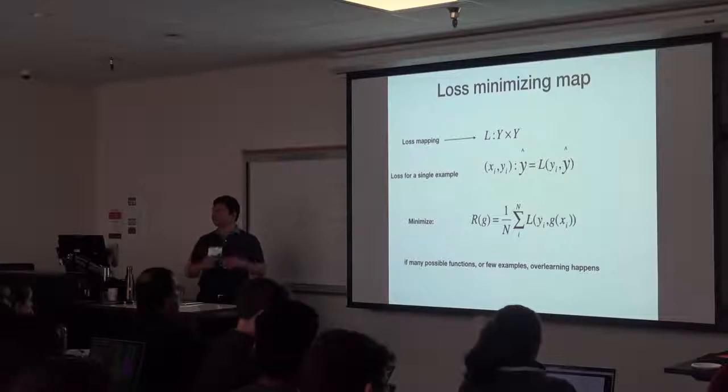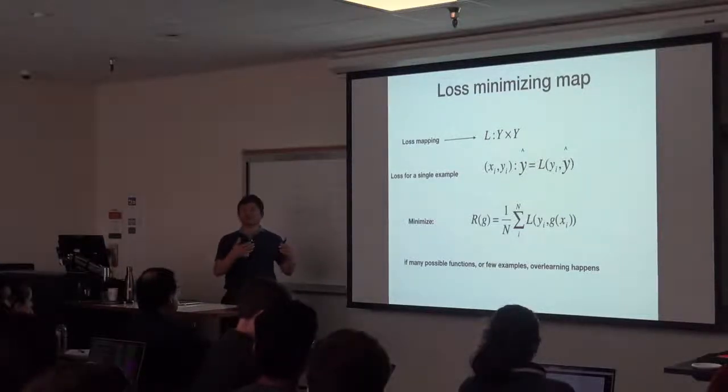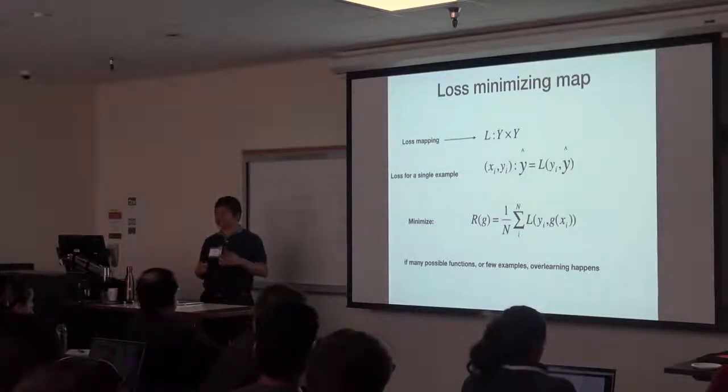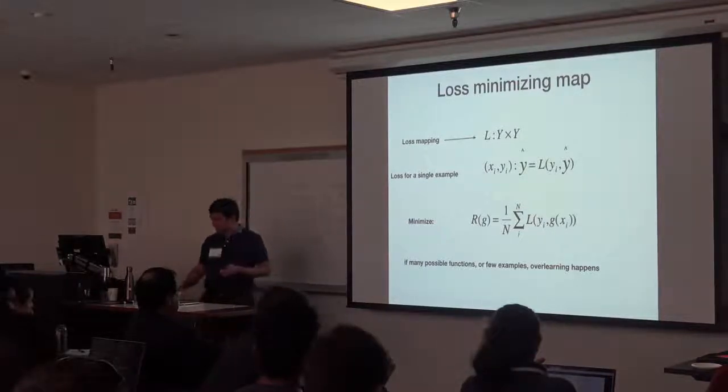Or if you have very few examples, then your few examples may be working great with whatever function you have come up with, but maybe that is not the right function, and that is where overlearning can happen. You are lulled into a false satisfaction that you have found a good solution, but you really have not. So that's something that one has to look at.